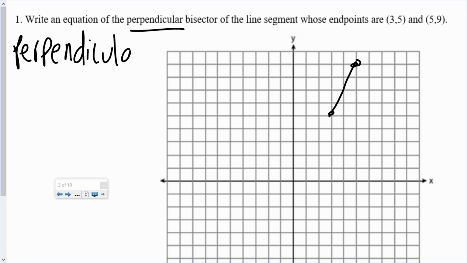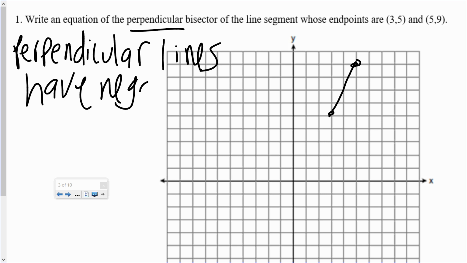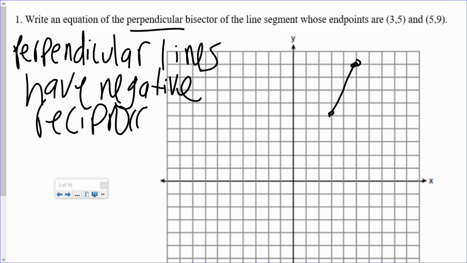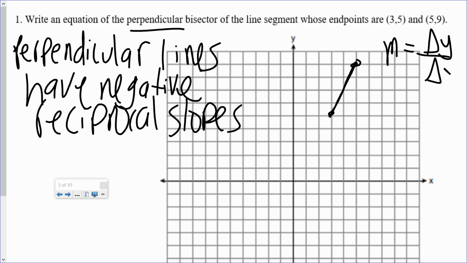perpendicular lines have negative reciprocal slopes. We learned in an earlier lesson that perpendicular lines have negative reciprocal slopes. So the equation of the perpendicular line, of the perpendicular bisector, its slope must be the negative reciprocal of this slope. So because of that, I'm going to have to find the slope of this line using your slope formula.